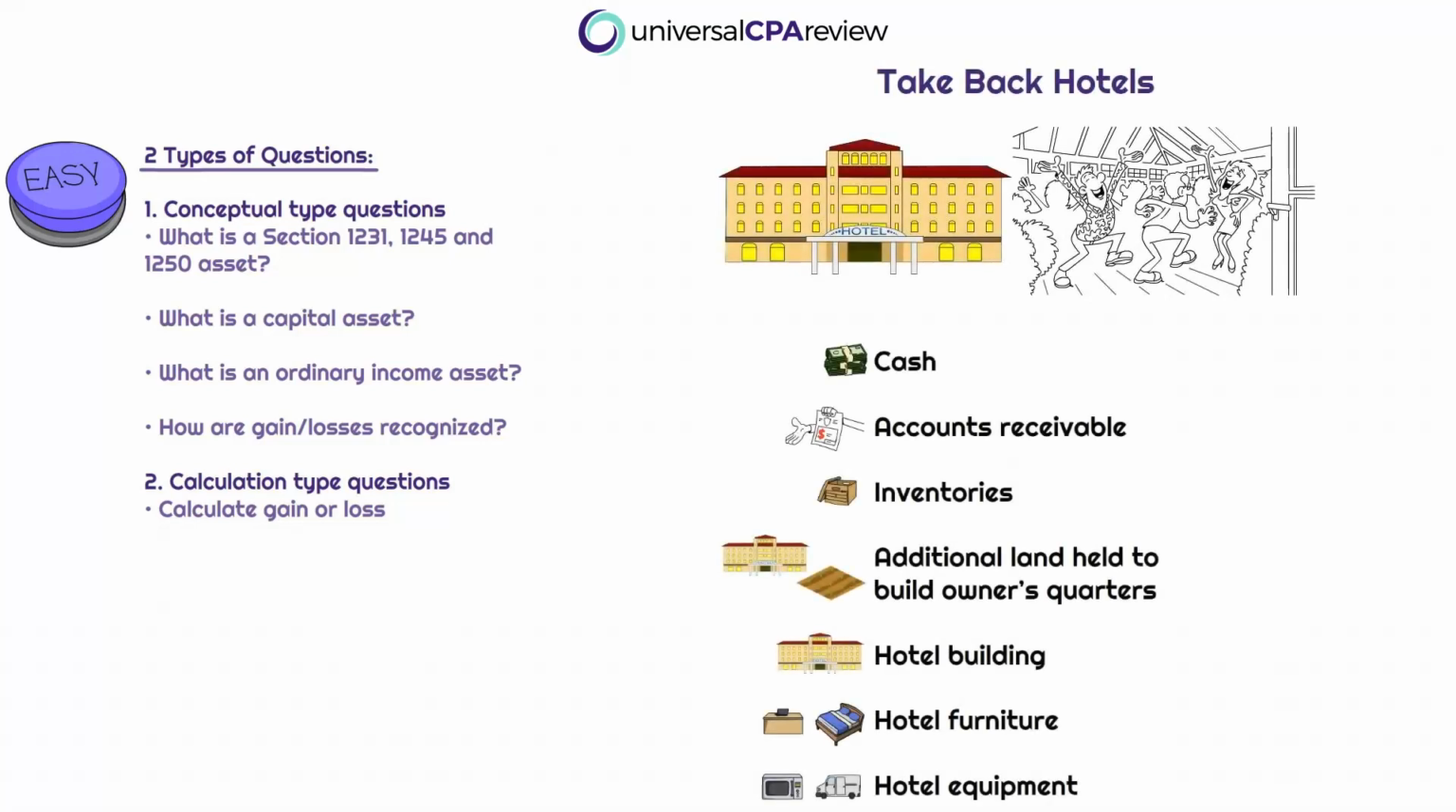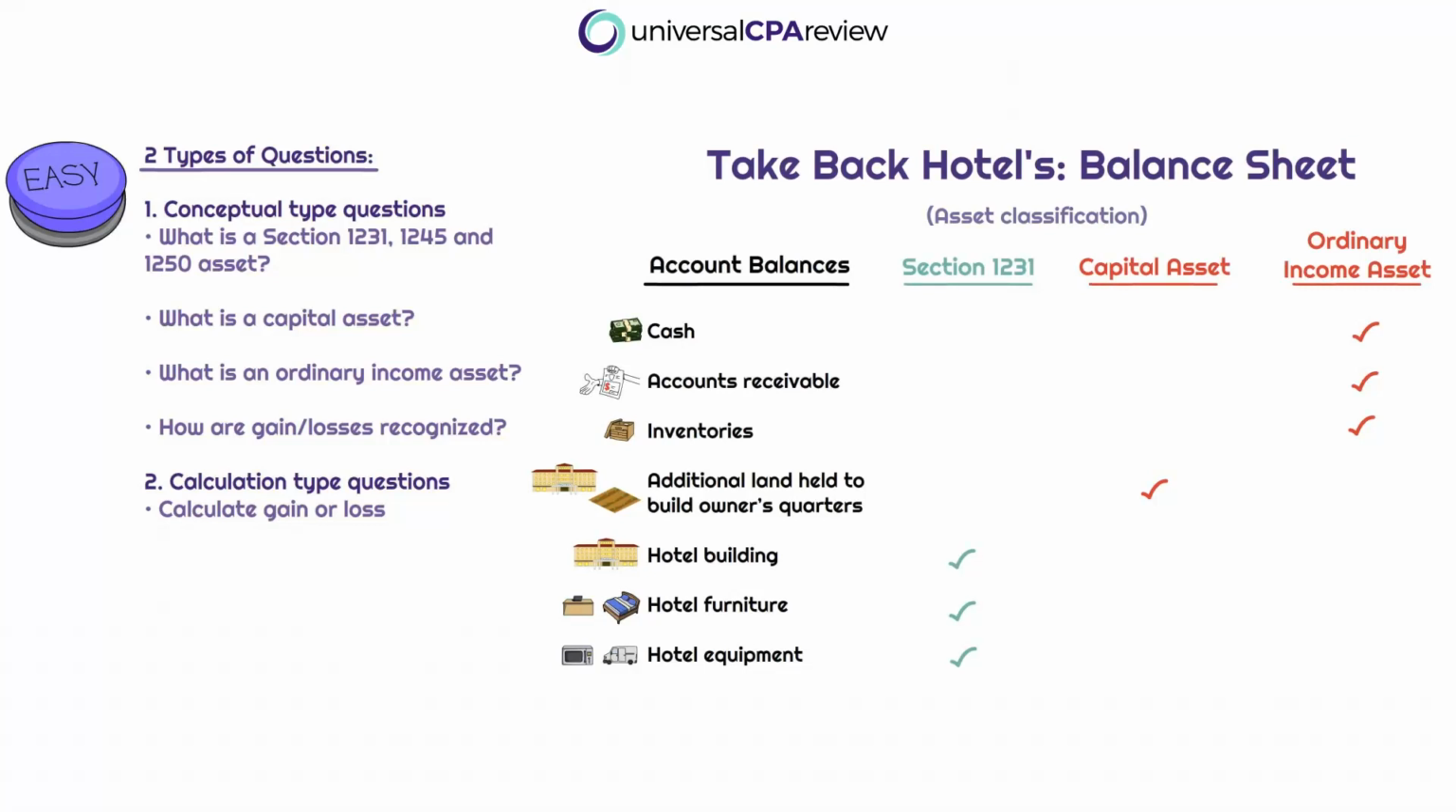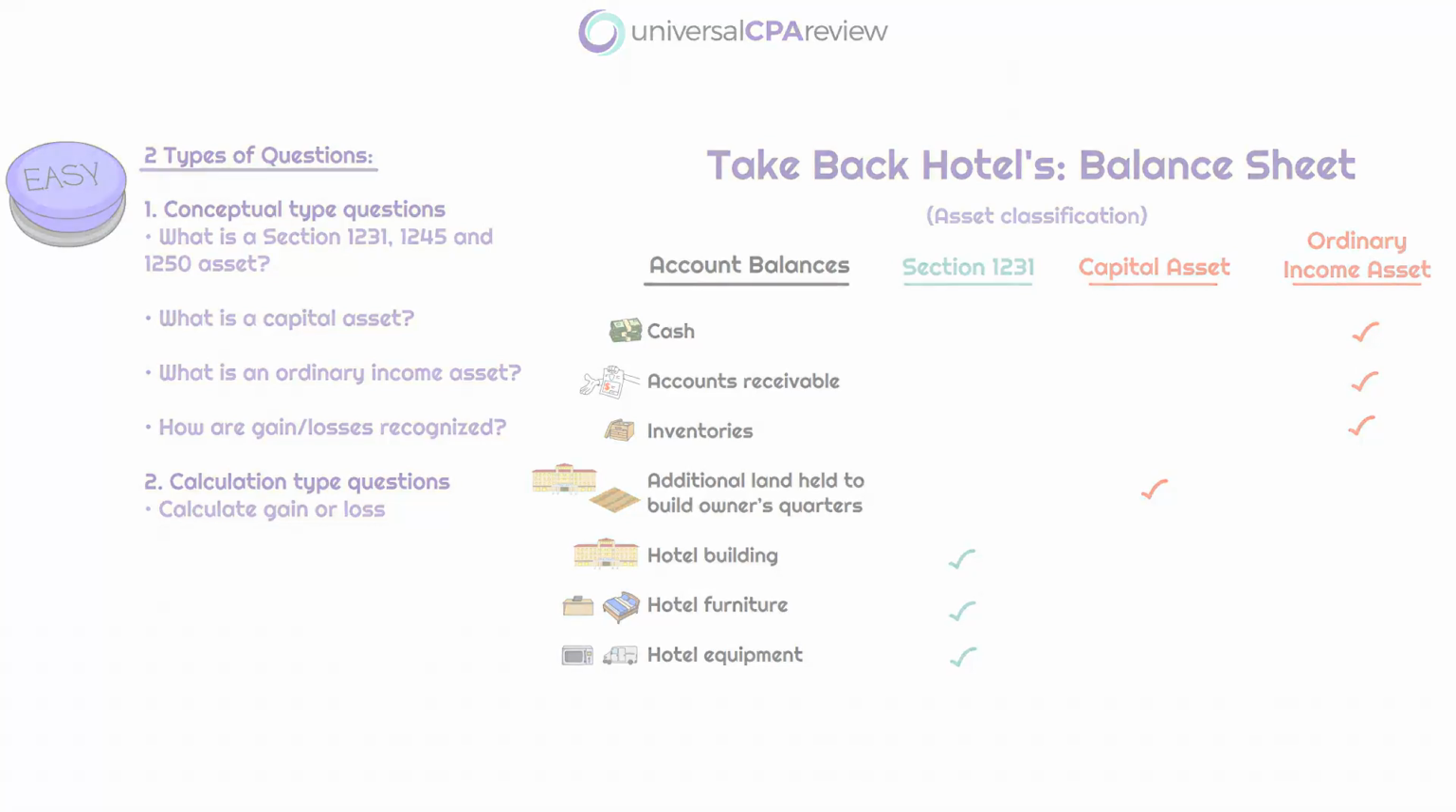So let's introduce you to our next company, Take Back Hotels. Take Back Hotels is a hotel company, but more importantly, for the purposes of this lecture, they have a variety of assets on their balance sheet. Some of the conceptual related questions that the exam might ask will require that you identify the differences in Section 1231 business use assets, capital assets, and ordinary income assets. So let's take a look here at Take Back Hotels' balance sheet, and let's understand the differences in these types of assets while narrowing our focus on the Section 1231 assets.